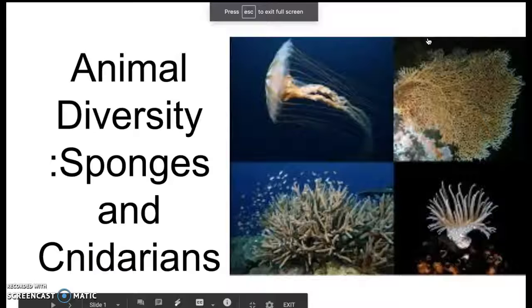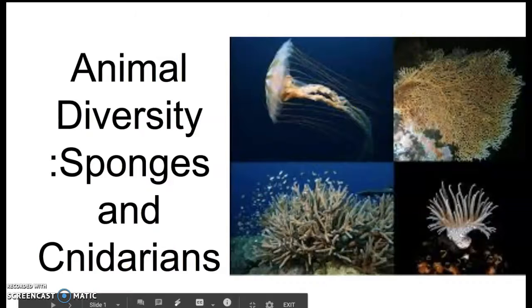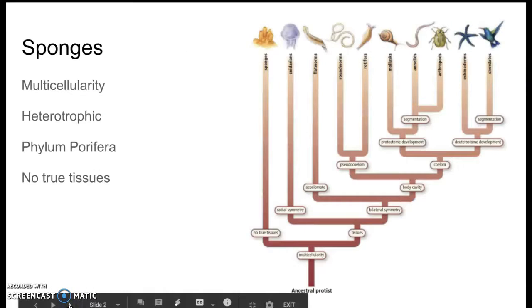And welcome to our next lesson, which is animal diversity. First, we're going to look at sponges, and then we're going to look at cnidarians. So sponges are, if you look at our cladogram here, multicellular and they have no true tissue.